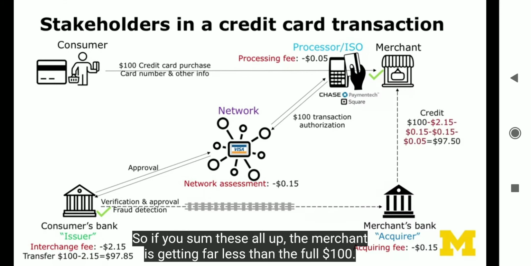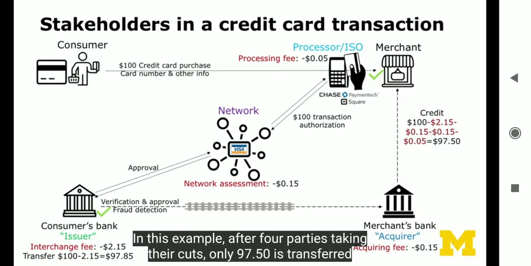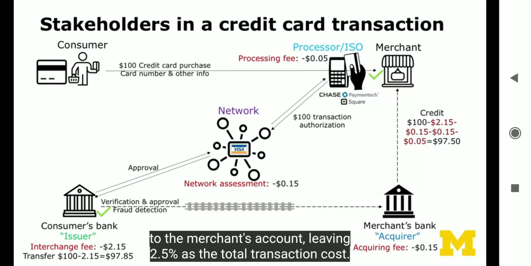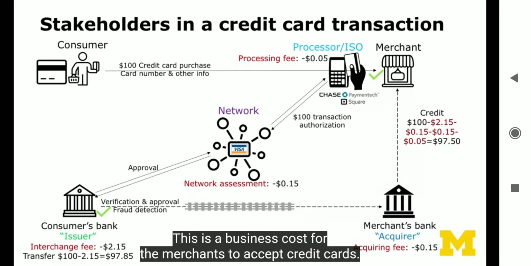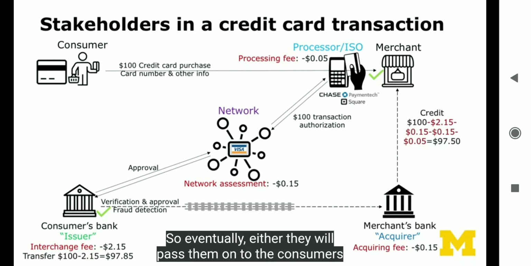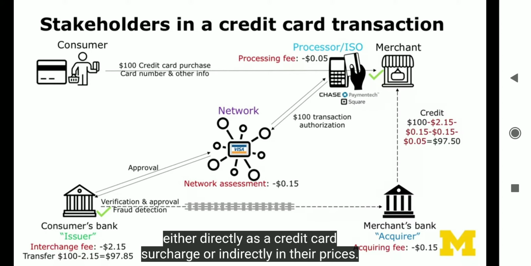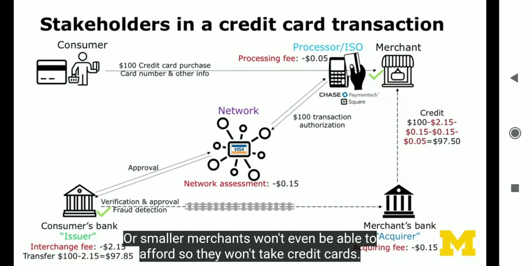So, if you sum this all up, the merchant is getting far less than the full $100. In this example, after 4 parties taking their cuts, only $97.50 is transferred to the merchant's account, leaving 2.5% as the total transaction cost. This is a business cost for the merchants to accept credit cards. So eventually, either they will pass them on to the consumers, either directly as a credit card surcharge or indirectly in their prices. Or smaller merchants won't even be able to afford it, so they won't take credit cards.